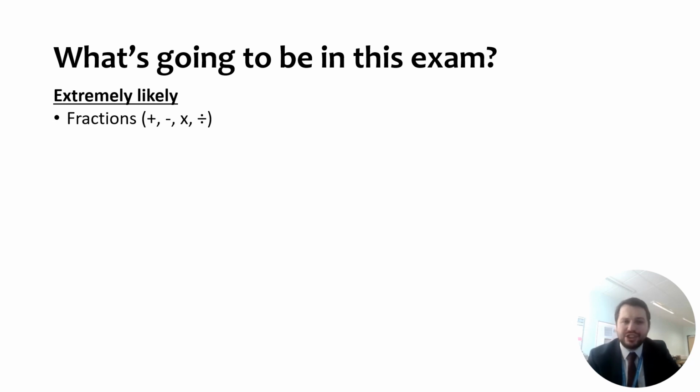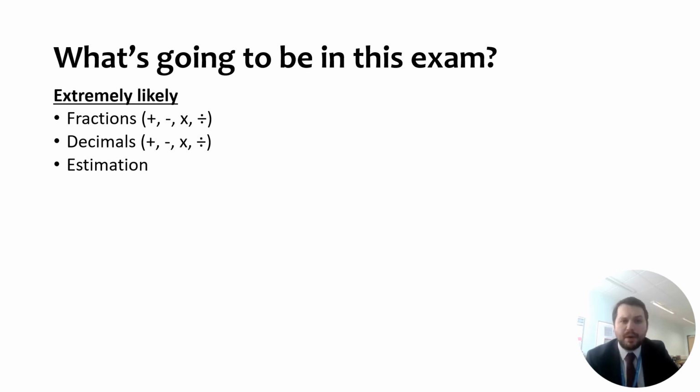Fractions is pretty much a guarantee. So you may want to do some work on fractions tonight if you're not confident that you can add, subtract, multiply and divide. And same with decimals, you do need to be able to multiply and divide decimals. Dividing decimals is probably the hardest of those skills, so that might be worth a little bit of your time as well. Estimation is a very common paper one topic.